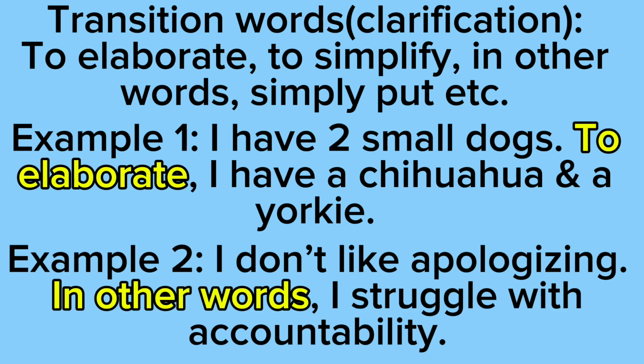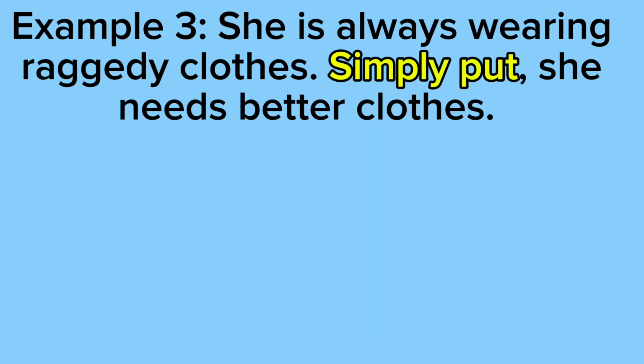Example 2 says, I don't like apologizing. In other words, I struggle with accountability. So a better way of saying that somebody doesn't like apologizing, or another way of saying that, is that they struggle with taking accountability. Example 3 says, she is always wearing raggedy clothes. Simply put, she needs better clothes. So we're saying she's always wearing raggedy clothes, but to clarify, we're saying she needs better clothes.